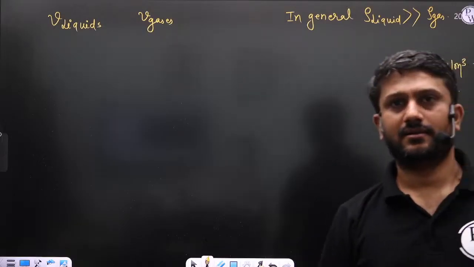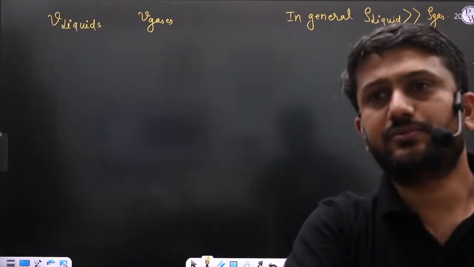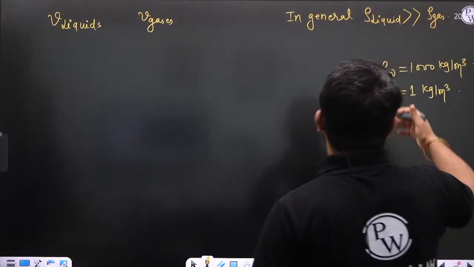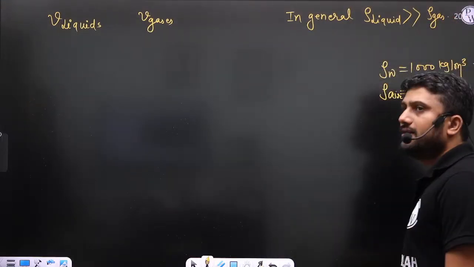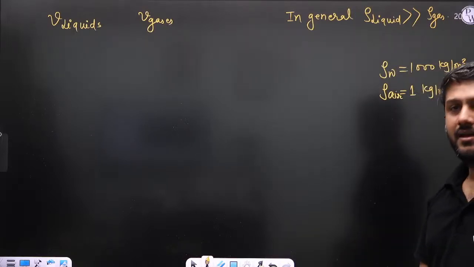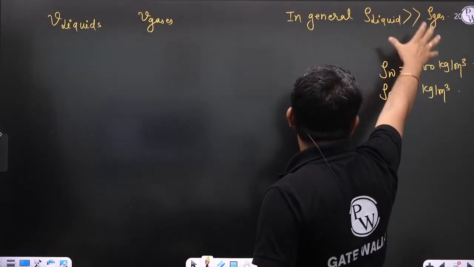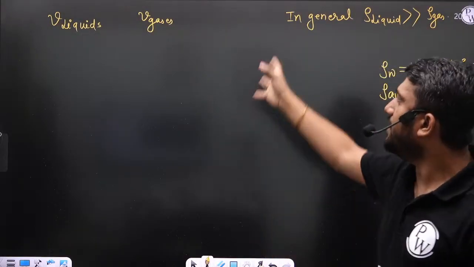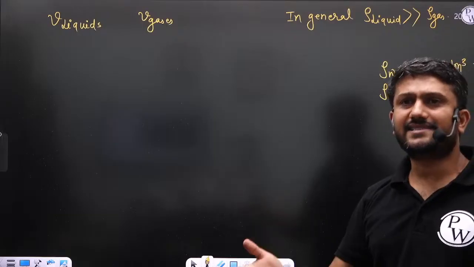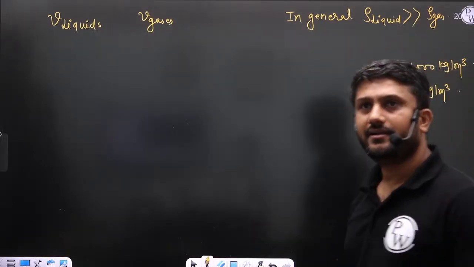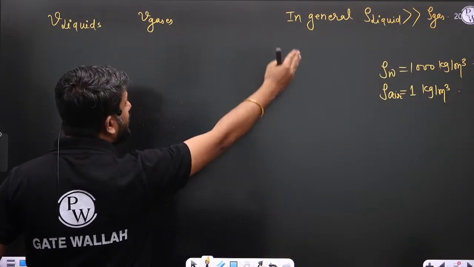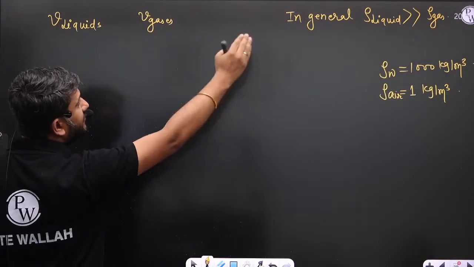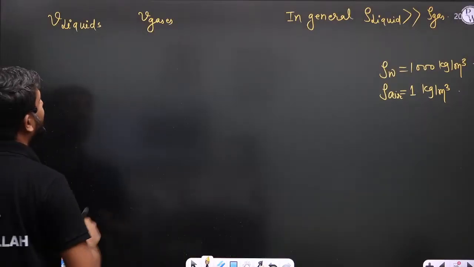That means water is 1000 times more dense as compared to air, right? So obviously the density of liquid is more as compared to the density of gases, right? So if we know the relation between the densities of liquid and gases, we can comment on the specific volume of liquid and gases. Since the density of the liquid is very much greater as compared to the gases' density, right?